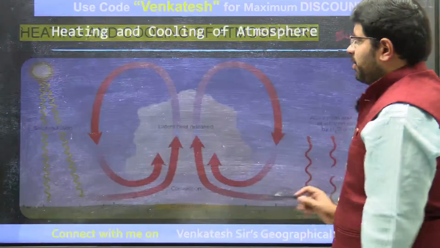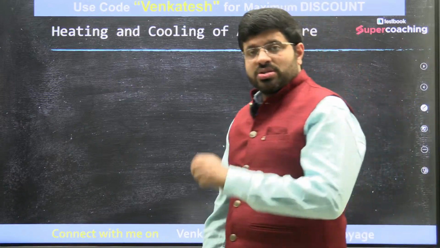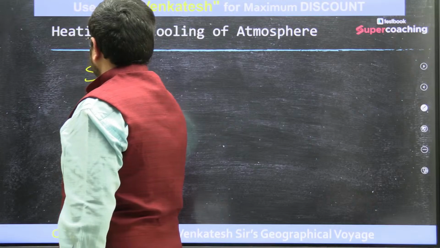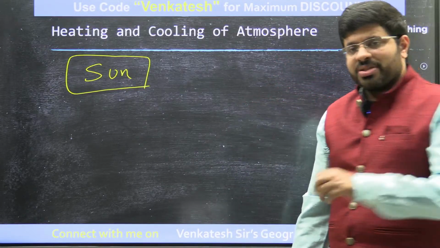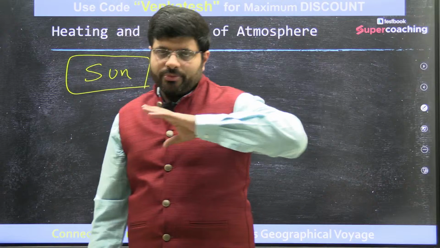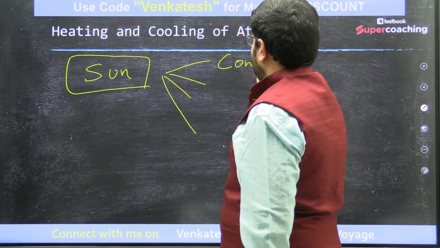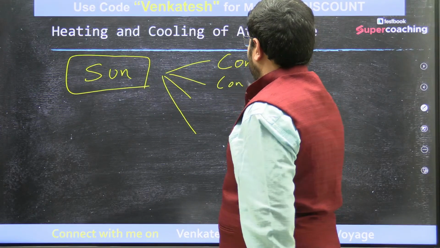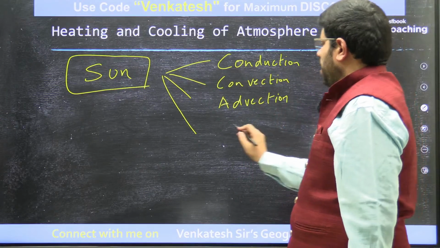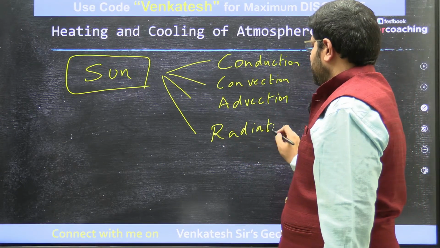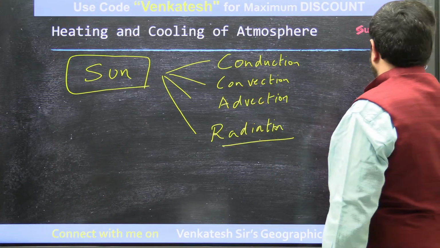So the first thing, for the heat and the cool of the atmosphere, what is the source of heat for the planet Earth? Sun. Sun is the source of heat. From the sun, we get the heat, and thereby it will be distributed in all these four methods, especially conduction, convection, advection, and terrestrial radiation. Let us try to understand each one of it, right?